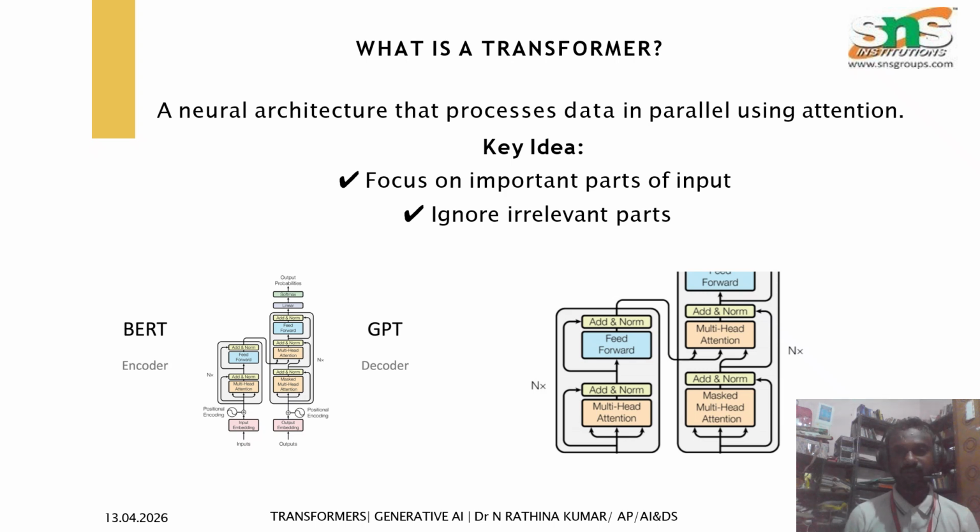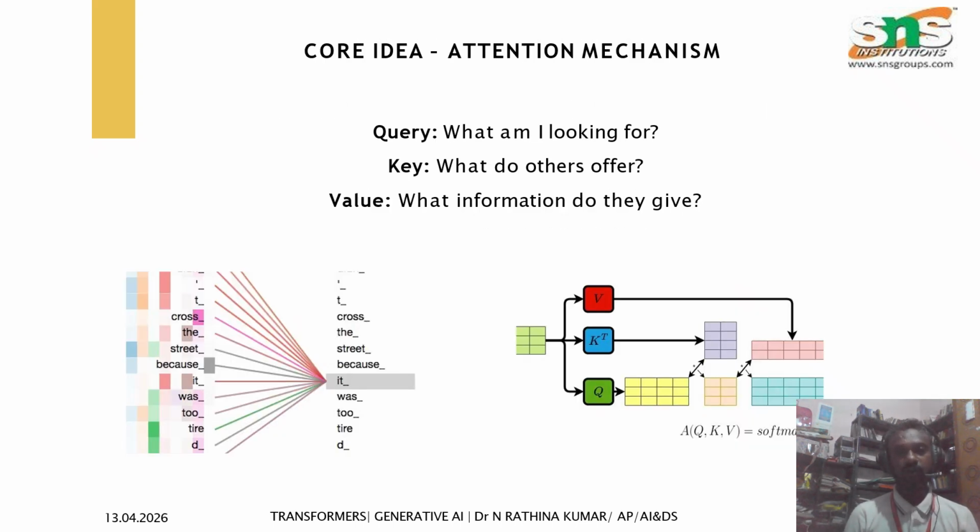So what is a transformer? I already told you this is a short definition: a neural architecture that processes data in parallel using the mechanism that is attention. So the key ideas are to focus on important parts of the input and ignore irrelevant parts. So the core idea is the attention mechanism. This is a simple query I am going to ask: what am I looking for? Key: what do others offer? Value means what information do they give?